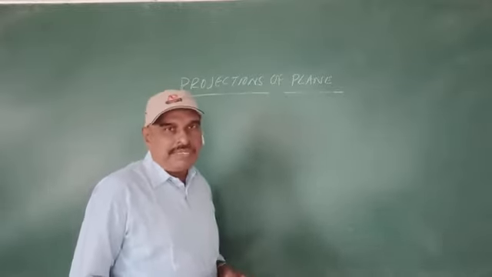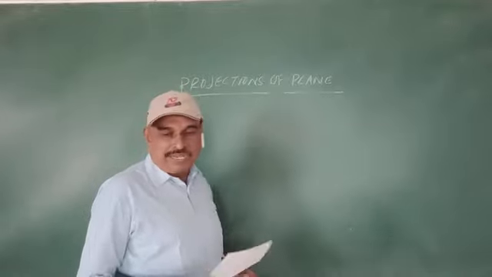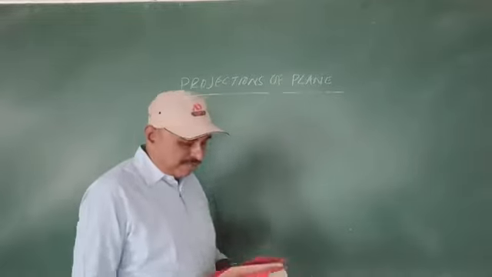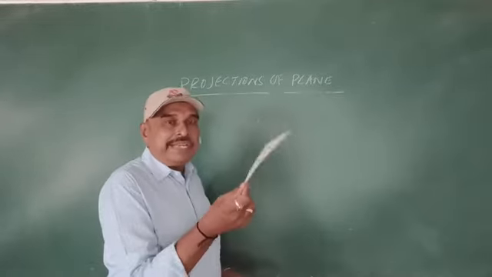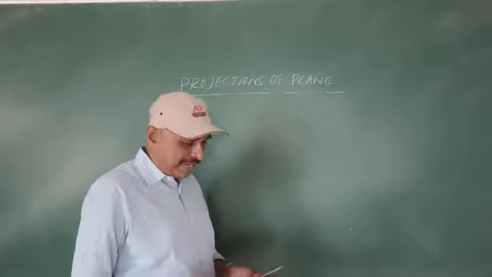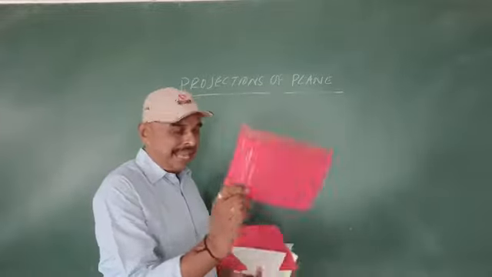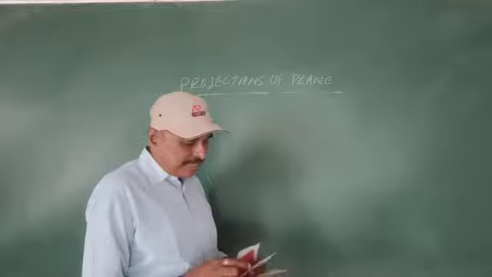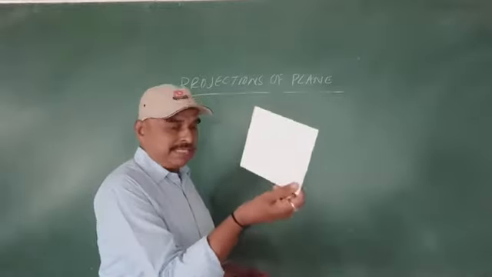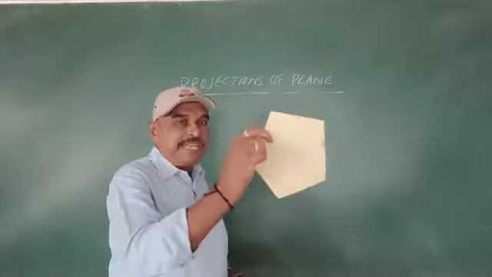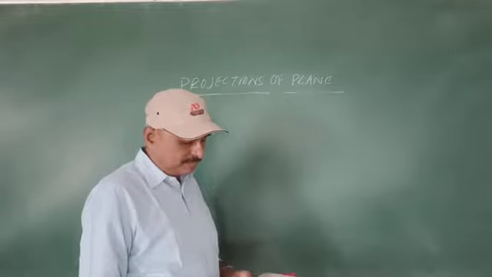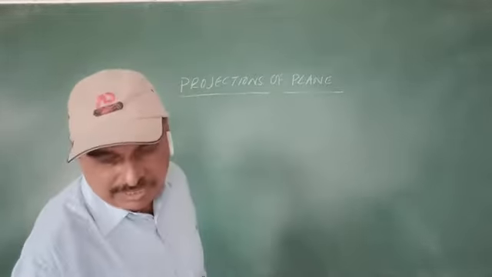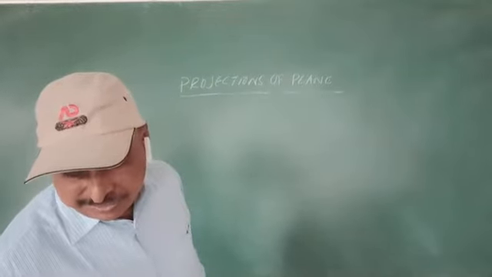All of you know about the geometrical figures. There are different types of geometrical figures. Today we are starting from a triangle, a rectangle, a square, then a rhombus, a pentagon, and a hexagon, like that. So all these are known as geometrical figures.